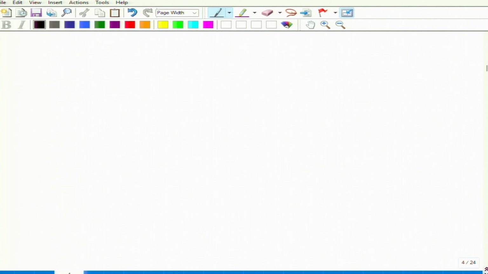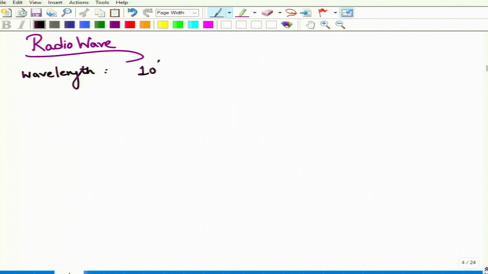Okay, so let me start with the radio wave. What is the range? First we have to define the range for the radio waves. The wavelength is 10 to the power 4 meter to 0.1 meter. We are following the wavelength in meter unit, the SI unit basically. We can also write it in terms of frequency, because we can easily convert lambda to nu by just using the relation as we have discussed. This is the wavelength for any radio wave.